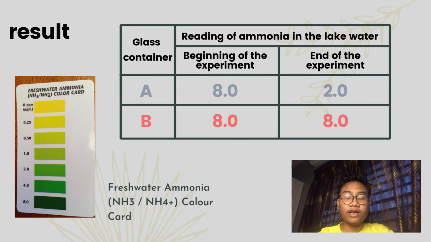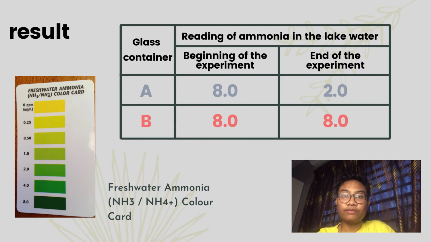Here's the result of the experiment. At the beginning of the experiment, if we test the ammonia content by using the ammonia test kit, the observation shows dark green for both containers, and the reading of the ammonia content by referring to the freshwater ammonia color card shows 8.0 mg per liter, which is very polluted with ammonia.